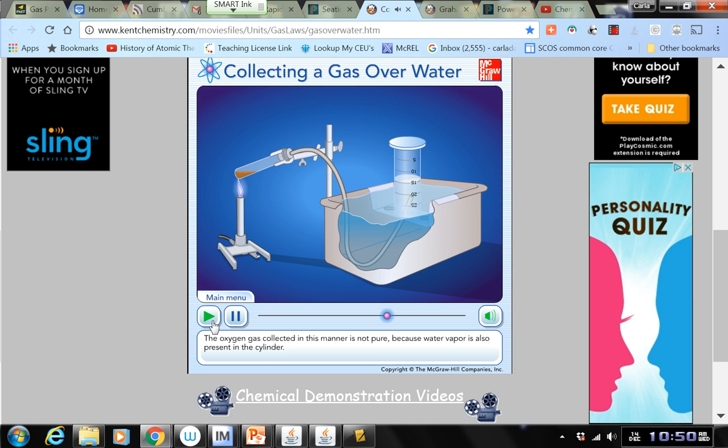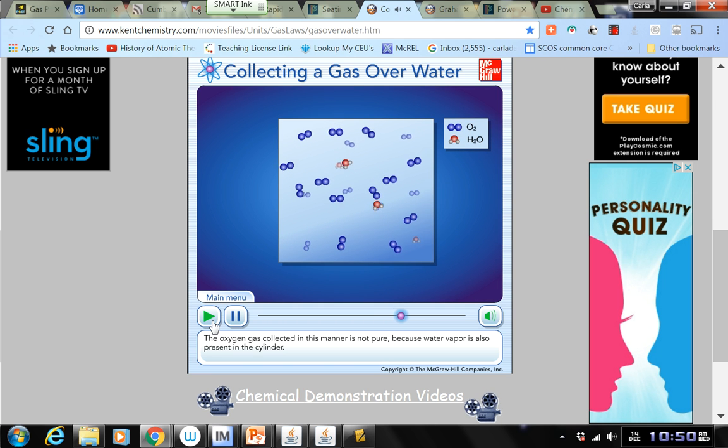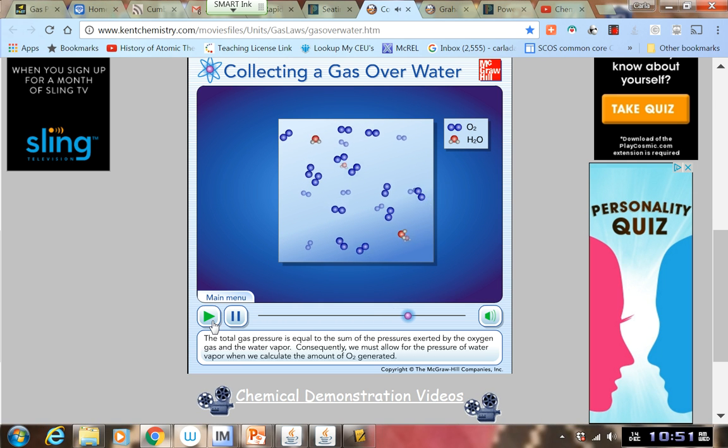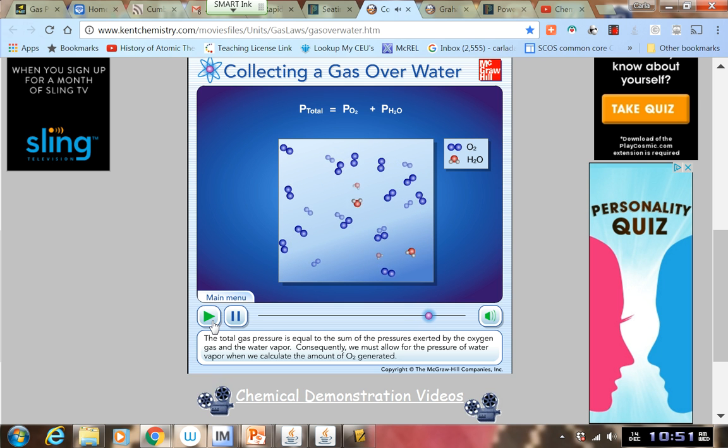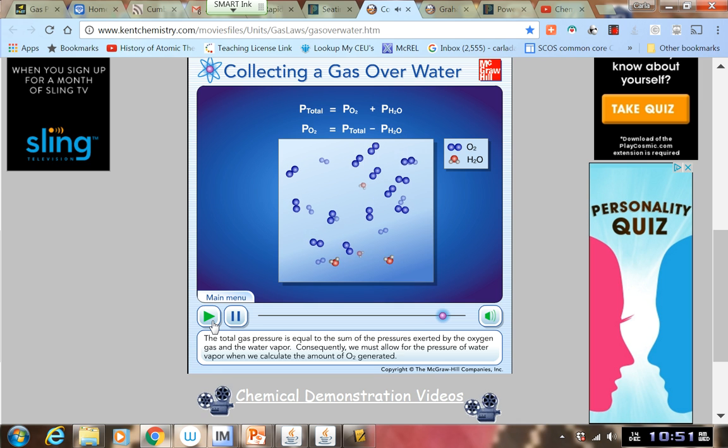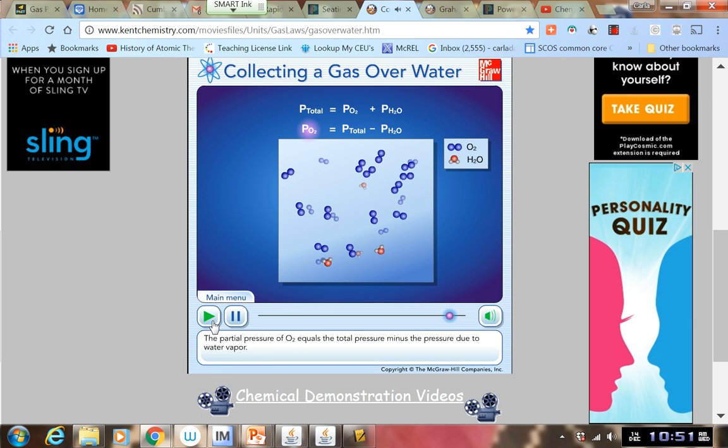The oxygen gas collected in this manner is not pure because water vapor is also present in the cylinder. The total gas pressure is equal to the sum of the pressures exerted by the oxygen gas and the water vapor. Consequently, we must allow for the pressure of water vapor when we calculate the amount of O2 generated. The partial pressure of O2 equals the total pressure minus the pressure due to water vapor.